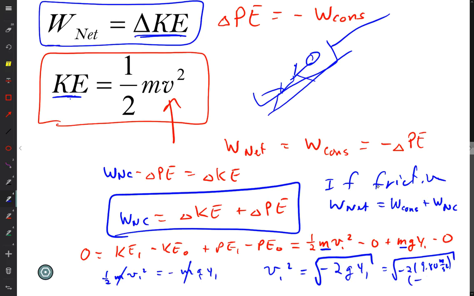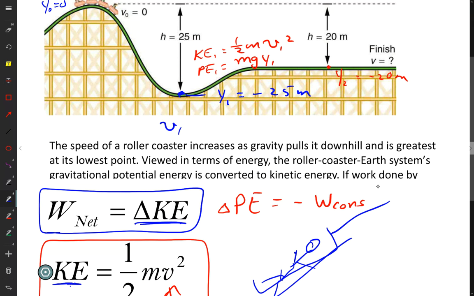But then I have my y1, which was minus 25 meters. And so I have the square root of minus 2 times 9.80 times minus 25. Minus times a minus is a positive. 50 times 9.8 is going to be 490. Square root of 490, I don't know because it's got the extra 0. If it was 49, we would have known the answer. So somebody just calculate real quick. 22.14. Oh, and I got to put the square root sign on both sides. So I'm going to have 22.14.